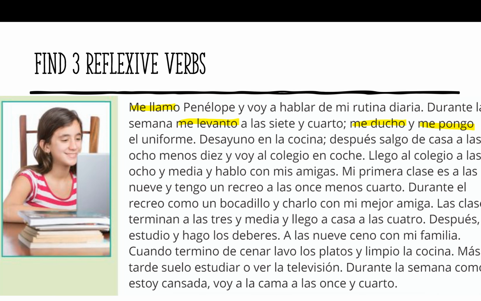Now, the very first 2 words are also a reflexive verb: me llamo, one of the very first things that you learned way back in first year. I call myself, or my name is, me llamo. And those are the only 4 reflexive verbs that are in this piece. For Leaving Certificate, to an extent, and for Junior Certificate, you need to know your reflexive verbs, mostly to describe your own daily routine. Okay?